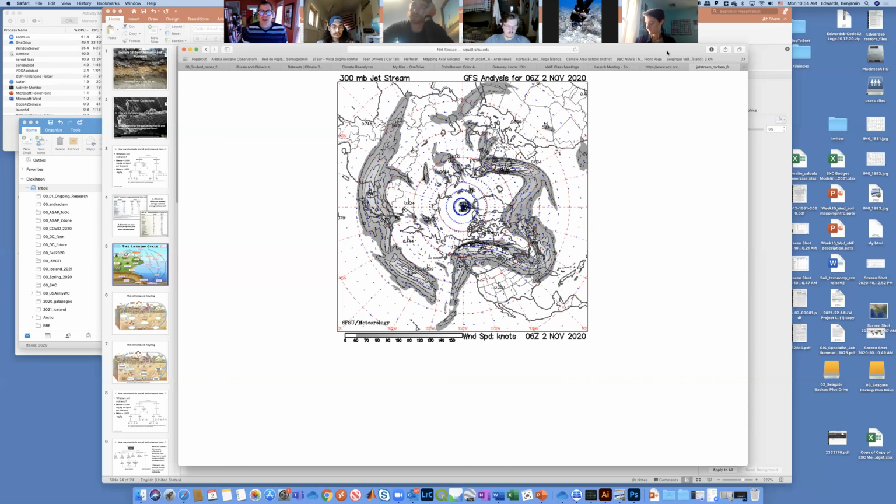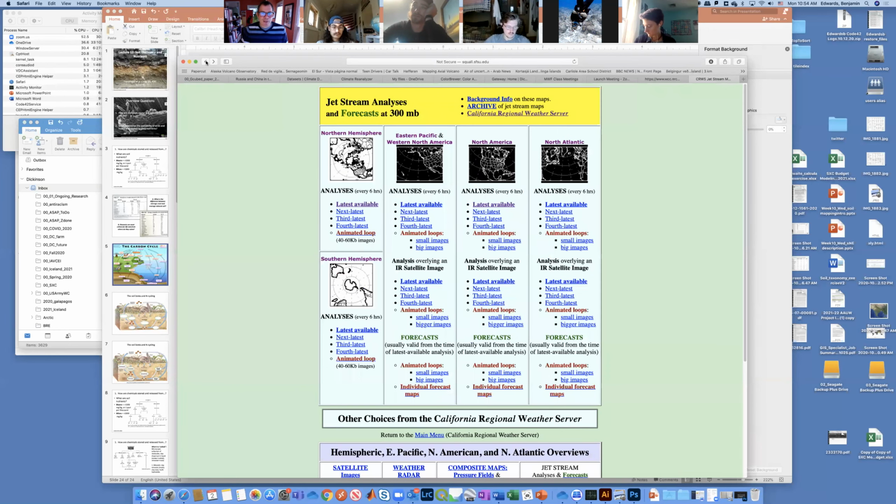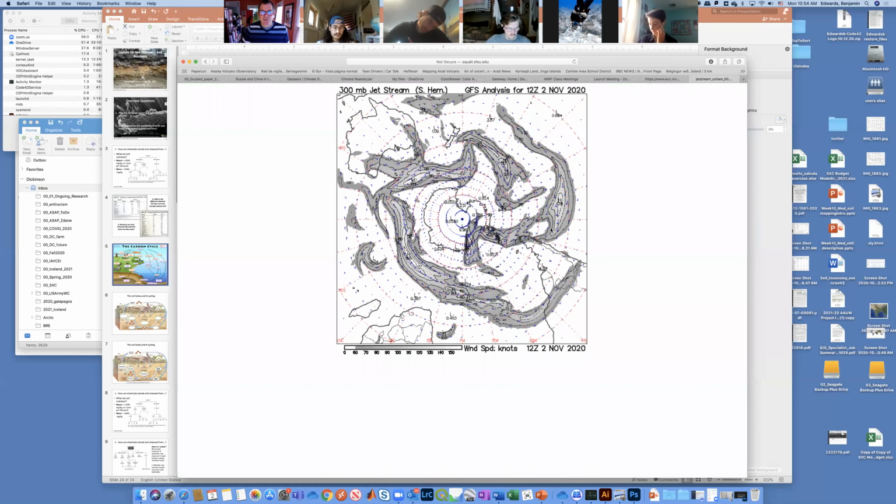Is there one of those in the South Pole? Yeah, so Squall, this is a great website. You can also do the southern hemisphere, and they actually show you the latest available analysis. They have two different things. They have analysis that shows you what's happening right now, and then they have predictions. So yeah, you can see this for the South Pole as well.